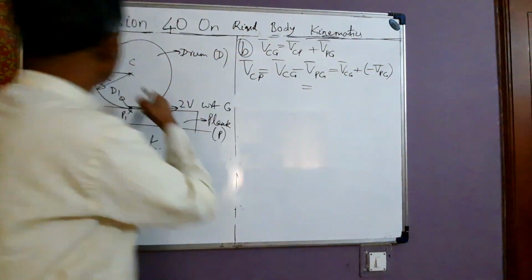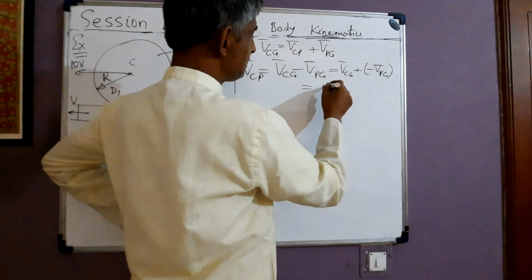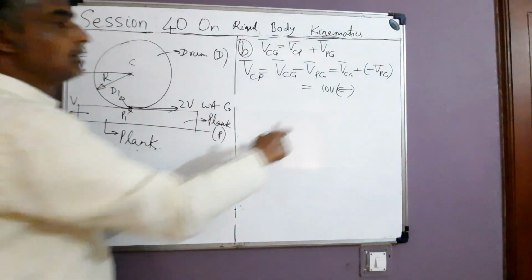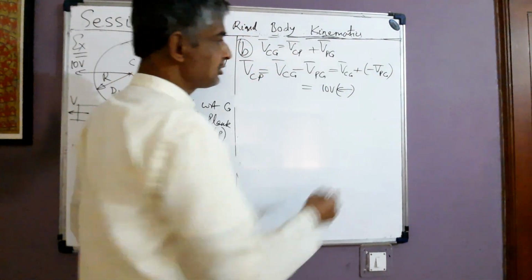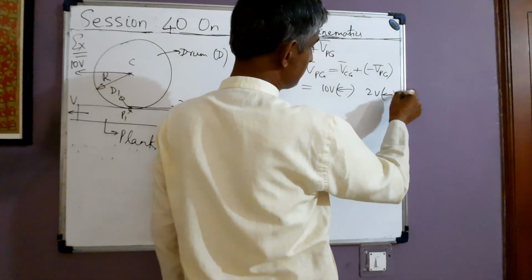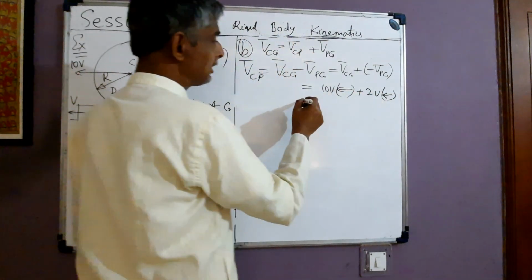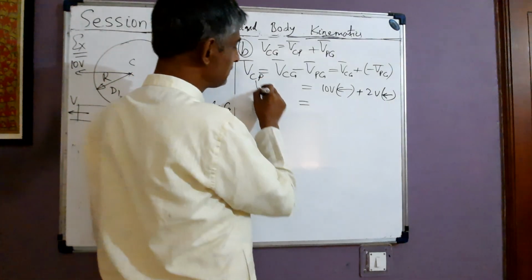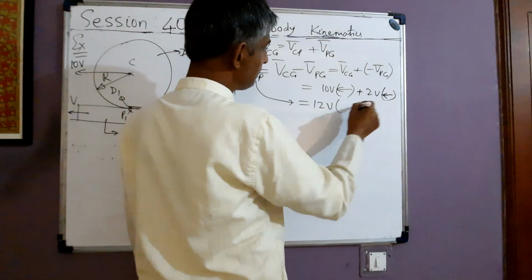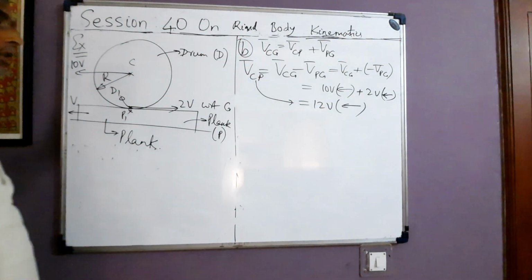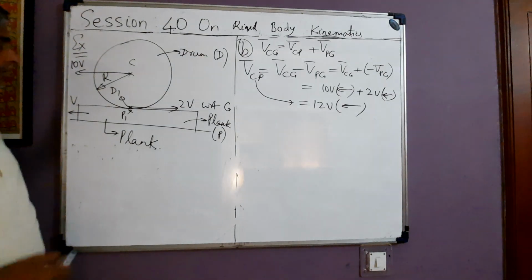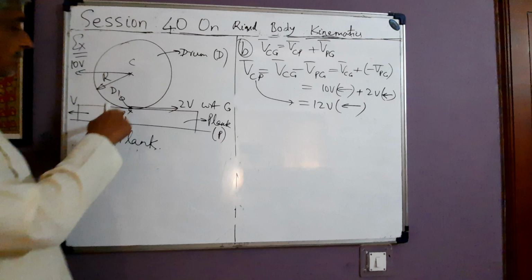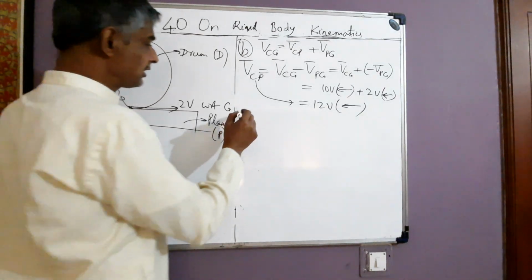Now VCG is 10V left. And this VPG is 2V right. So minus VPG, that is reverse of VPG, is also 2V left. And these two we have to add vectorially. From the parallelogram law of vector addition, it follows that VCP is equal to 12V left. Now we also have to determine the value of VD1 with respect to plank, where D1 is the material point of drum in contact with the plank.